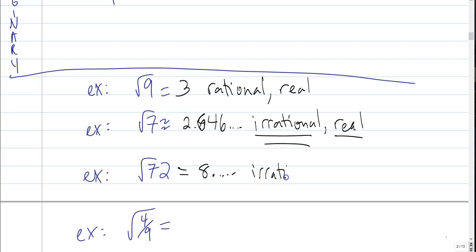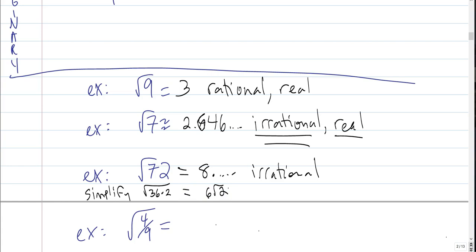Irrational. Still real. So what can we do with an irrational number? Well, it is real. We can still simplify these. Now the square root of 7 didn't simplify, but the square root of 72 would be the square root of, looks like 36 times 2. And the square root of 36 can simplify. That would just become 6 square root of 2.